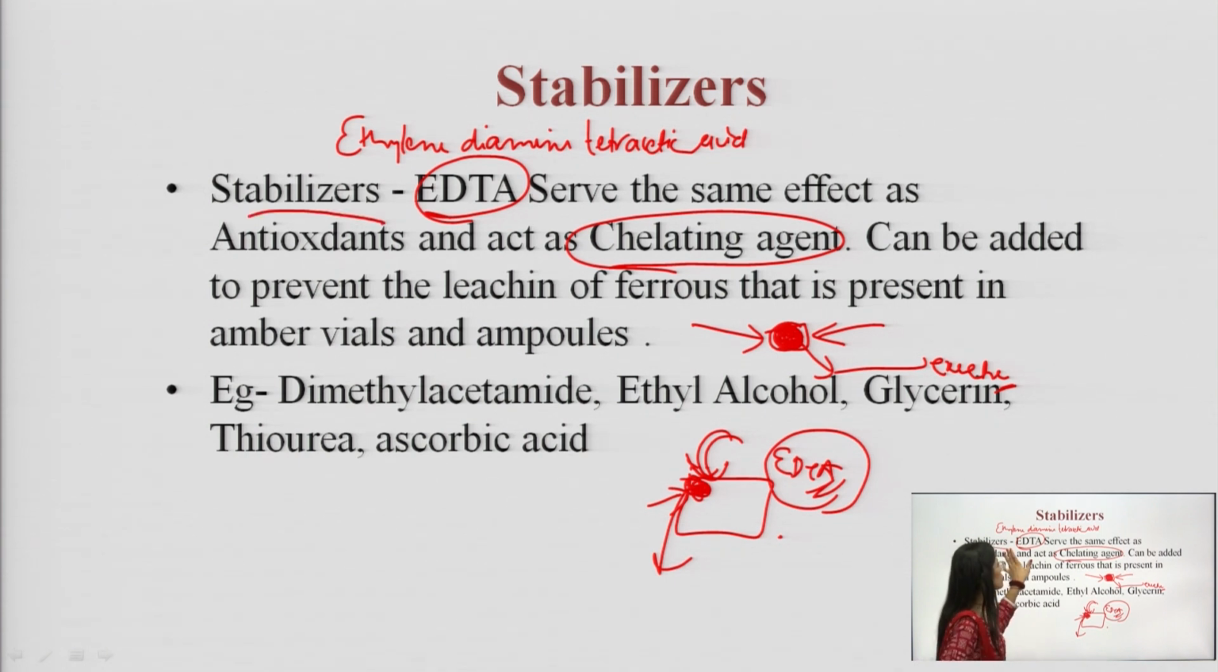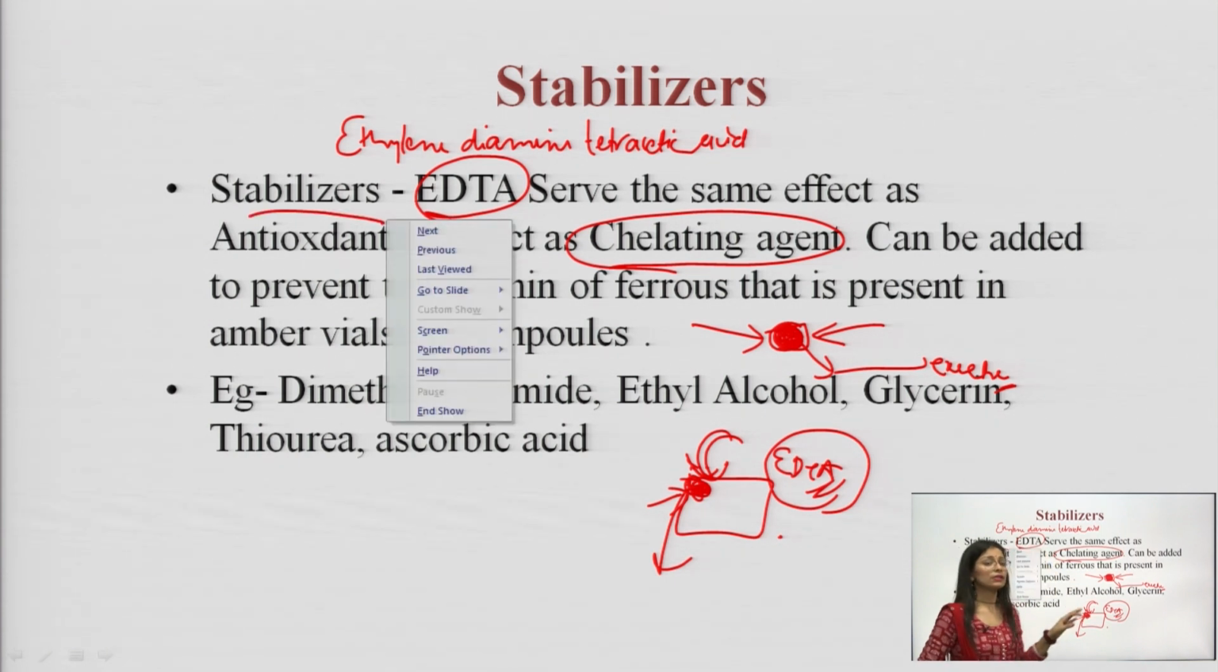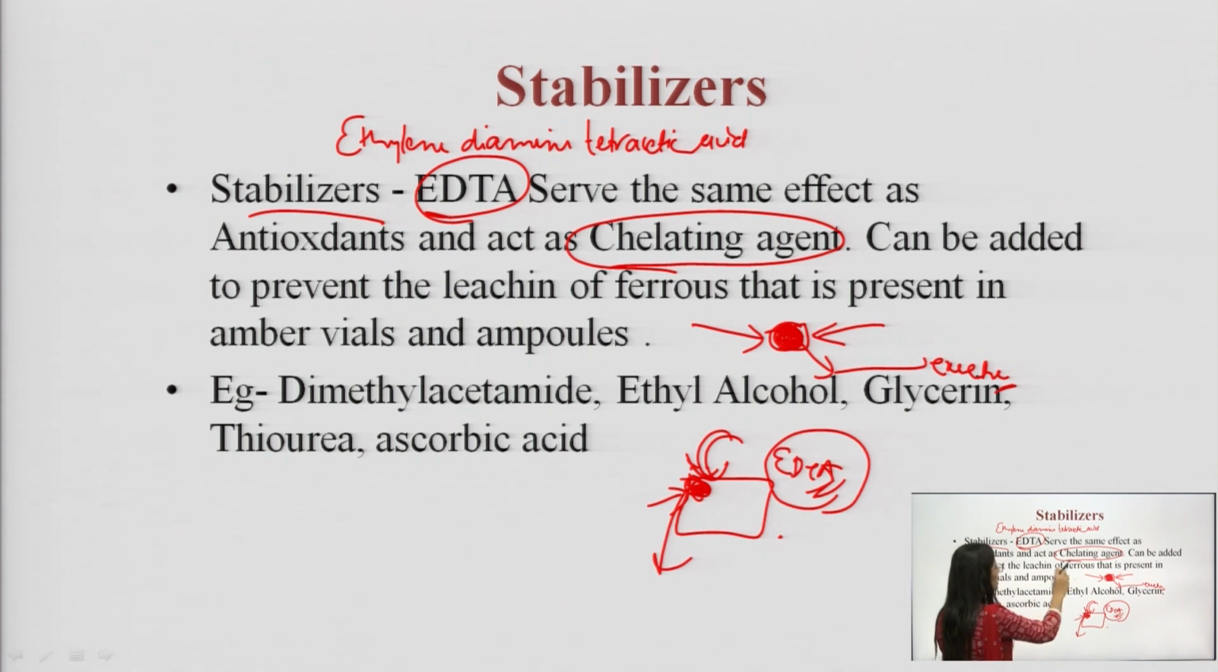So what do stabilizers do? Stabilizers, for example EDTA, serve as an antioxidant and act as a chelating agent. They can be added to prevent the leaching of ferrous from the amber vials and ampules. Examples are dimethylacetamide, ethyl alcohol, glycerine, thiourea, ascorbic acid. These are the things that need to be learned when you are going to make parenteral products.